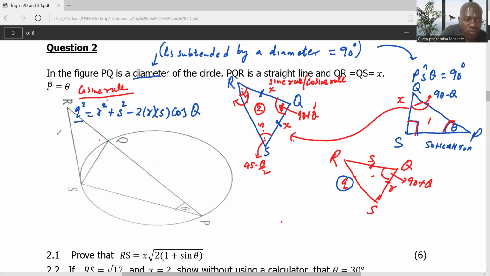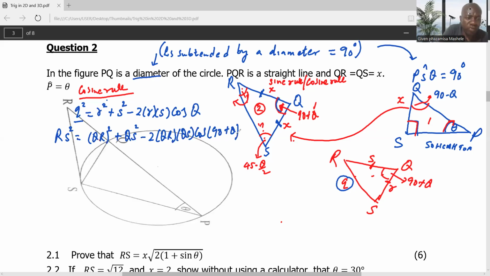Small letter Q, what we are looking for, is RS squared. Small letter R, what is small letter R? Small letter R is QR. Small letter S is QS, minus 2 times QR times QS, the cos of an angle. What is our angle? The angle is 90 plus theta. We got it.